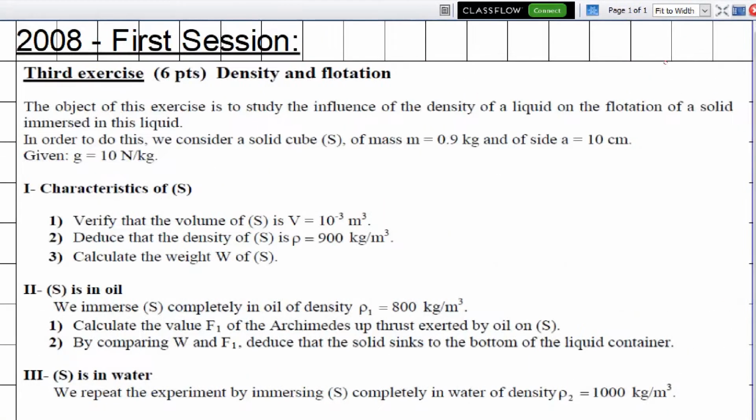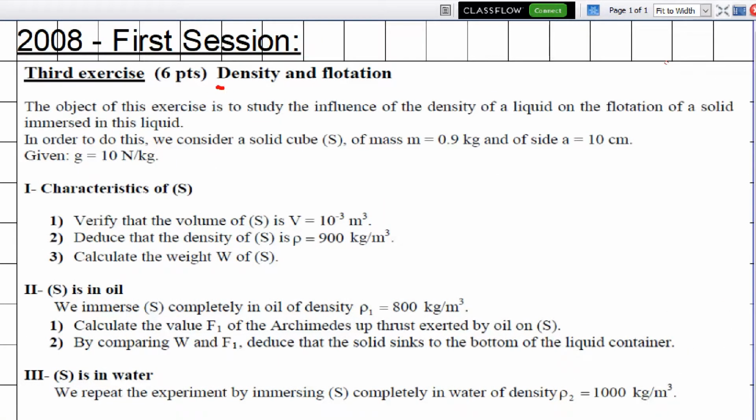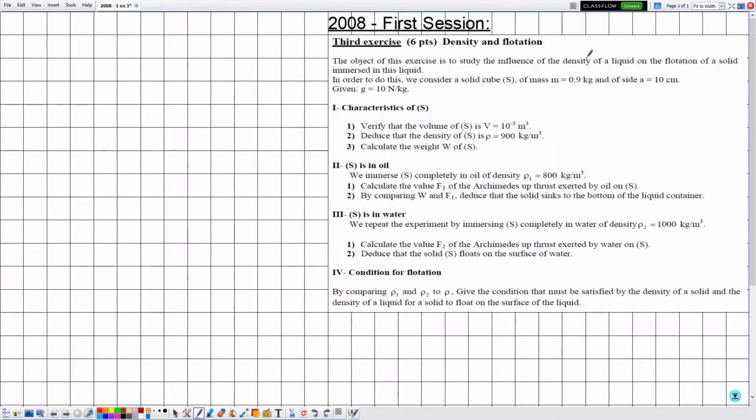The title of this exercise is Density and Flotation. The object of this exercise is to study the influence of the density of a liquid on the flotation of a solid immersed in this liquid. In order to do this, we consider a solid cube S of mass m equal to 0.9 kilograms. So the mass is given in the SI. And of side a equal to 10 centimeters.